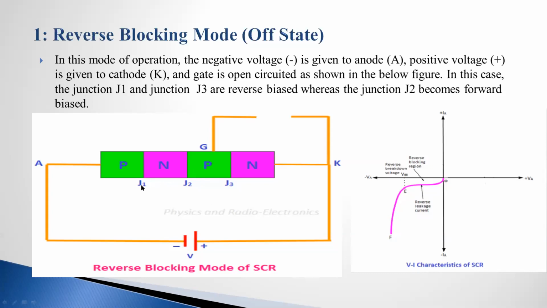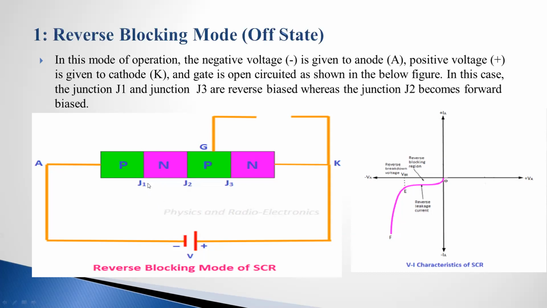So how can we say junctions J1 and J3 are reverse biased and junction J2 is forward biased? Simply remember, with respect to a junction, if the P side is connected to the positive and the N side is connected to the negative, then this junction comes into the forward bias condition.